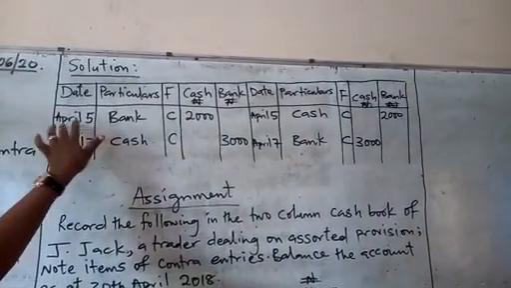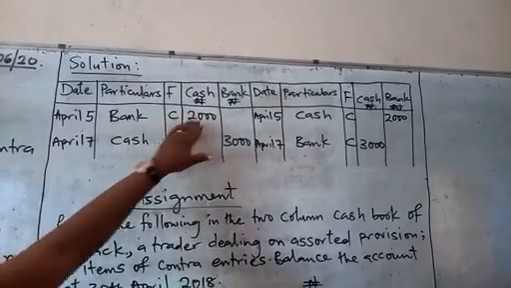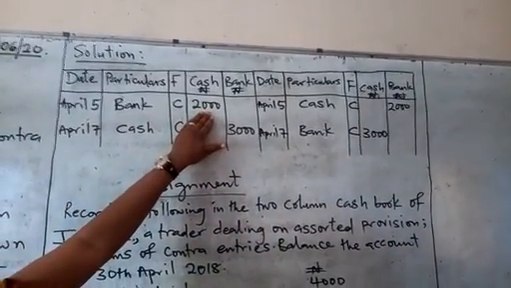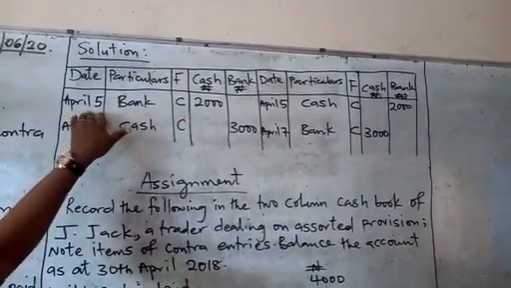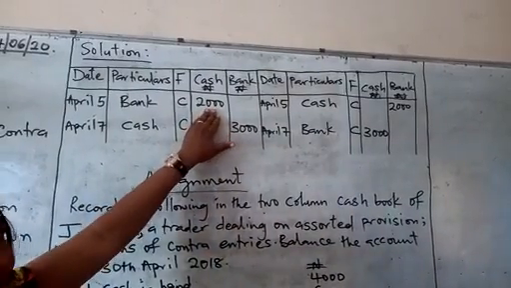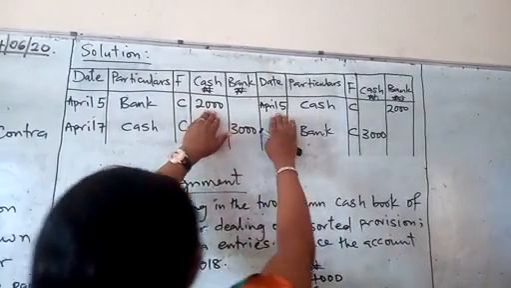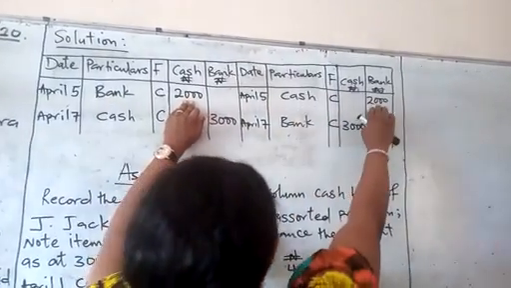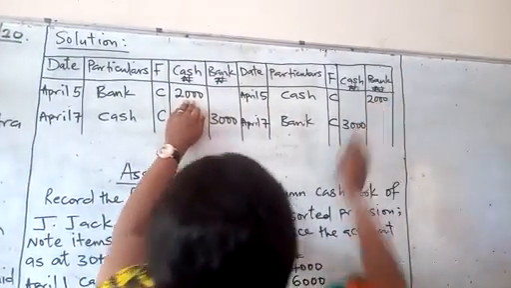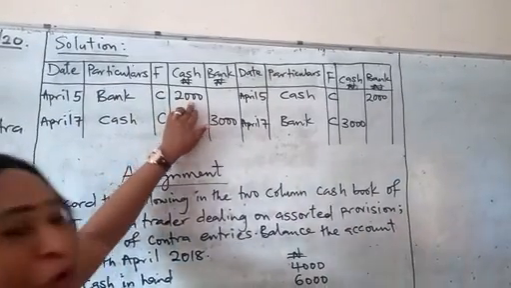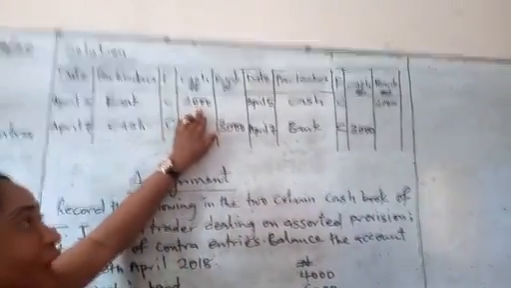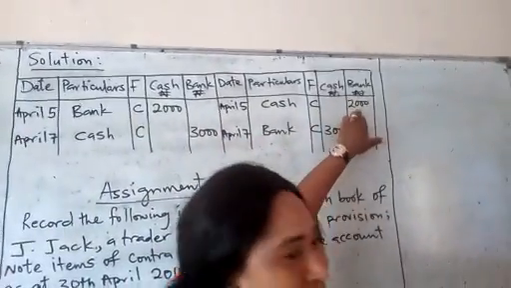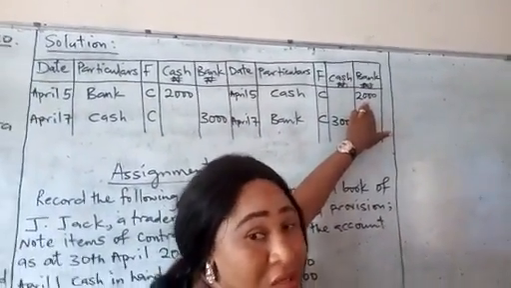Look at it here. On 5th April, we debit cash. Then the same 5th April, we also credited bank. We debited cash for being the receiver of the sum, and we credited bank for being the giver of the sum.